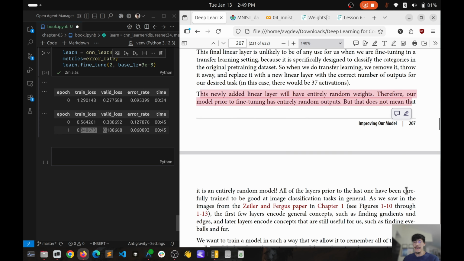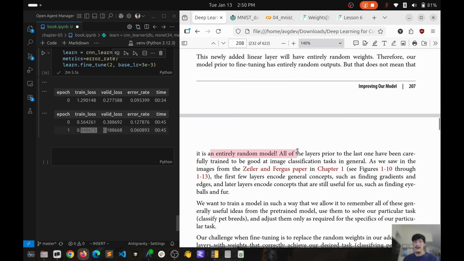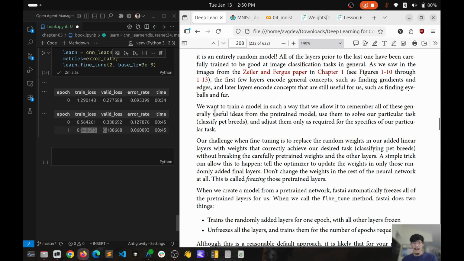Therefore, our model prior to fine-tuning has entirely random outputs. But that does not mean that it is an entirely random model. All the layers prior to the last one have been carefully trained to be good at image classification tasks in general. As we saw in the images from Zeiler and Fergus' paper in Chapter 1, figures 1-10 through 1-13, the first few layers encode general concepts such as finding gradients and edges, and later layers encode concepts that are still useful for us, such as finding eyeballs and fur. We want to train a model in such a way that we allow it to remember all of these generally useful ideas from the pre-trained model, use them to solve our particular task, like classifying pet breeds, and adjust them only as required for the specifics of our particular task.